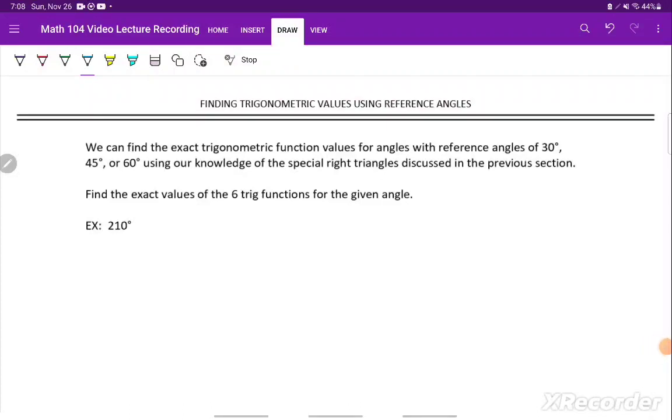We're able to use our knowledge of reference angles and our special right triangles to find trigonometric values between 0 and 360 degrees. We saw an example a few videos back where our theta was 30, 45, or 60 degrees, and now we're going to expand beyond acute theta values.